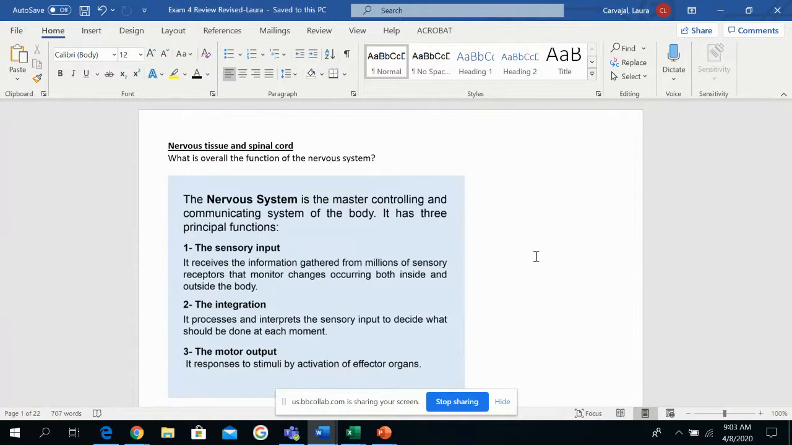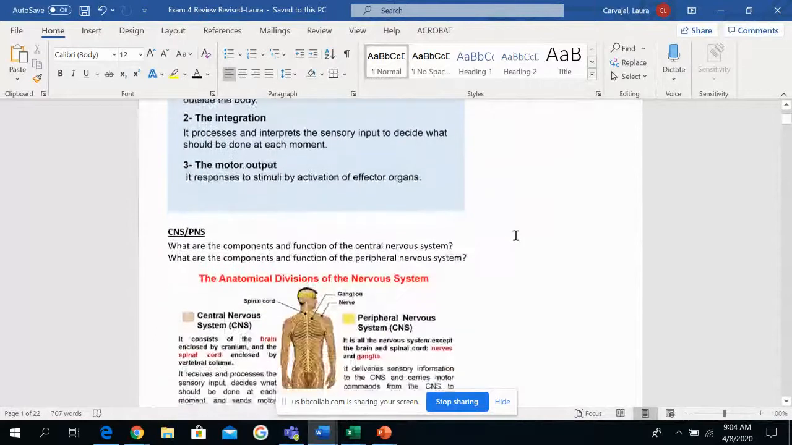to your brain. So let's say, for example, you see a pretty picture, and you're thinking, okay, I'm looking at a picture, and then you're making the decision whether or not you like it, whether or not you take notice in the colors, the texture. Integration, which basically is the interpretation of the sensory input, and the motor output, so responses to stimuli by activation of effector organs. So for example, if you see a really pretty picture and that makes you want to scream, that would be your motor output because it is the output.